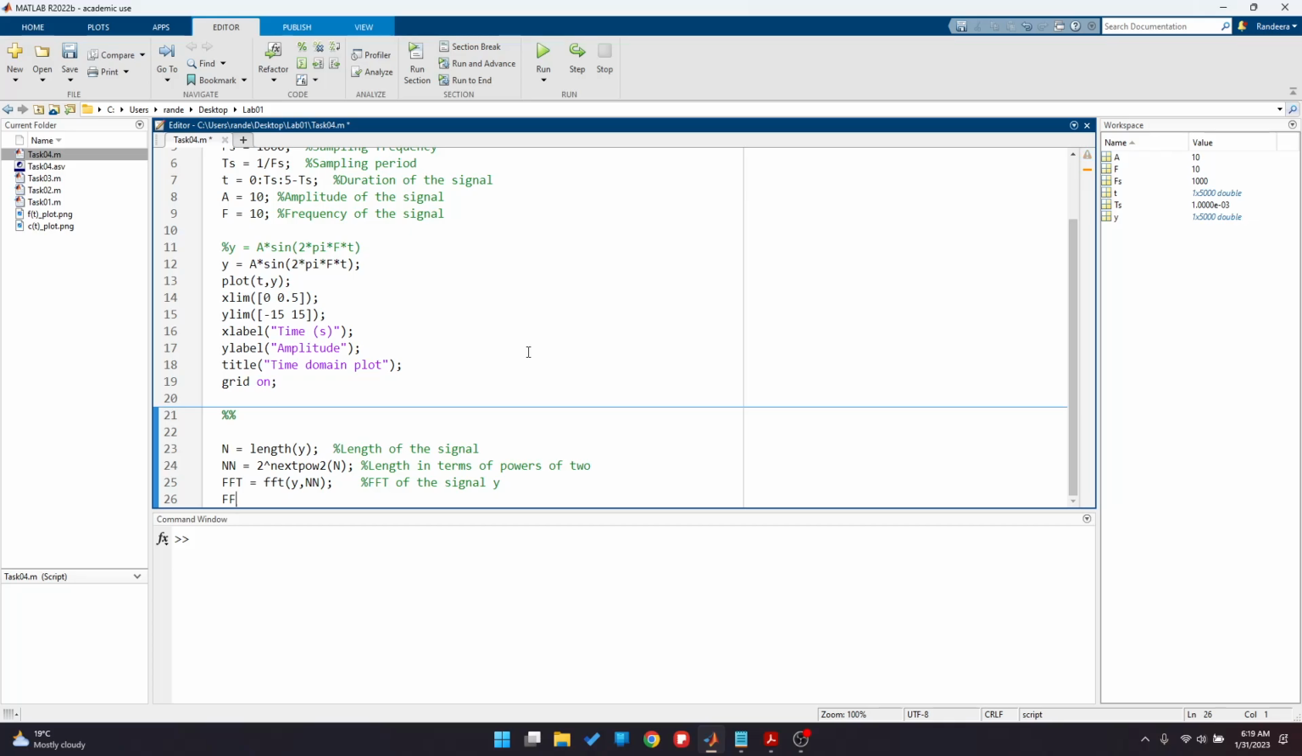So I will have a new variable called ffts, and then I will take the FFT, which is my fast Fourier transform signal, and then I will limit it from 1 to the length n over 2. This will actually remove the mirror image.